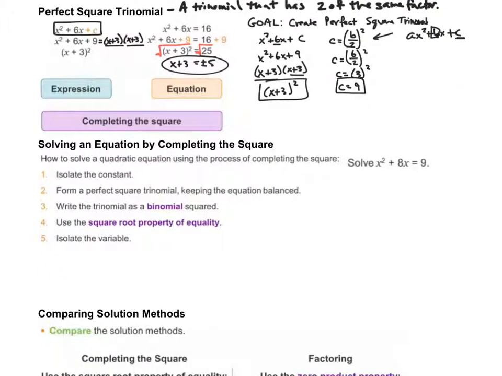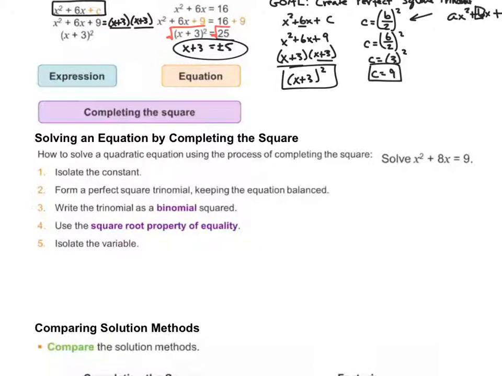So let's go through how we actually complete the square, okay? And let's read through some of these steps, and we will go through and solve this, okay? Solving an equation by completing the square. First, we want to isolate the constant, okay? The constant is this value here.